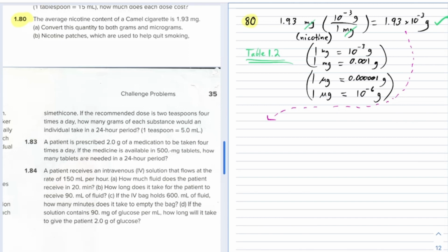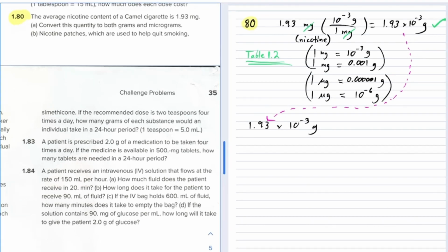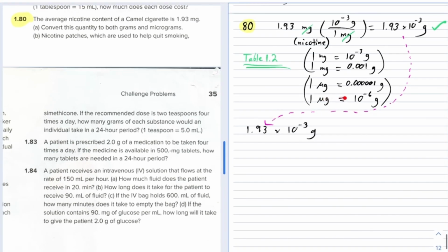So if we know how many grams it is, 1.93 times 10 to the minus third grams, this is already in scientific notation. We can use this relation to go from grams to micrograms. So getting rid of grams, we put that on the bottom, 10 to the minus 6 grams, and then 1 microgram upstairs. And now you can see the gram units canceling. The units are going to be micrograms.